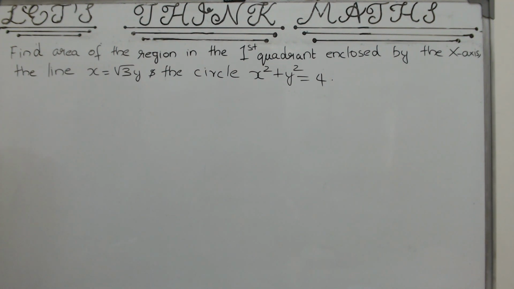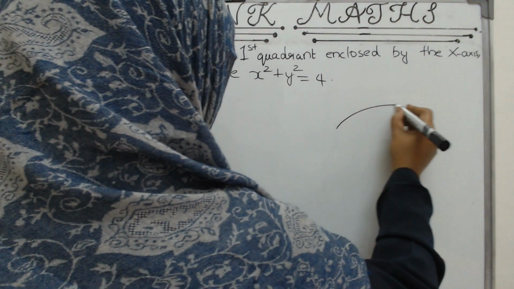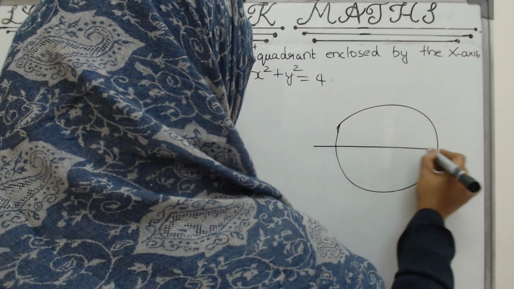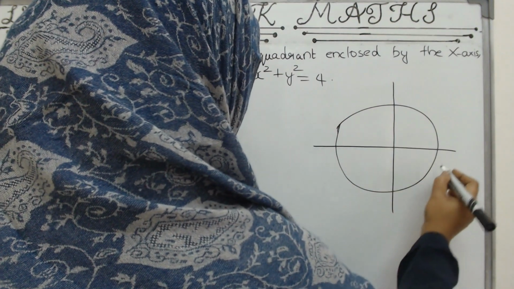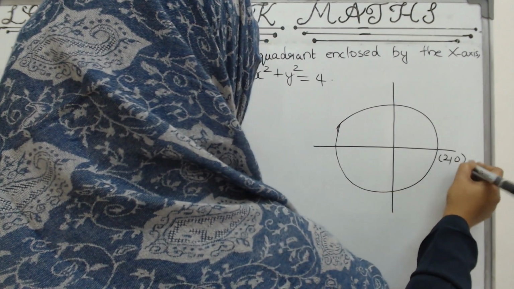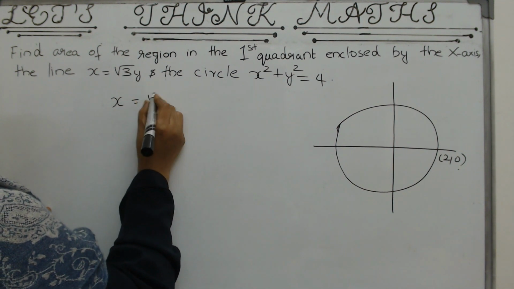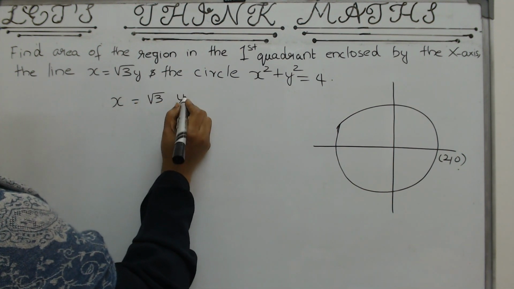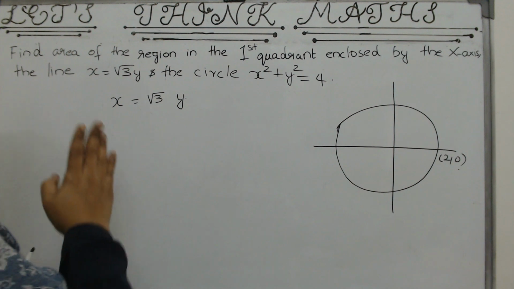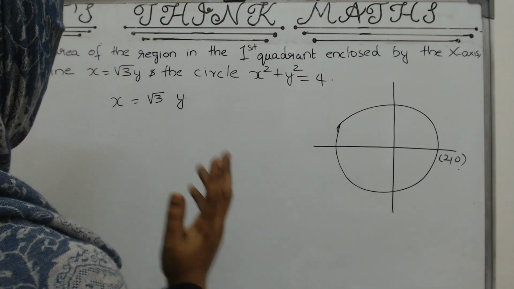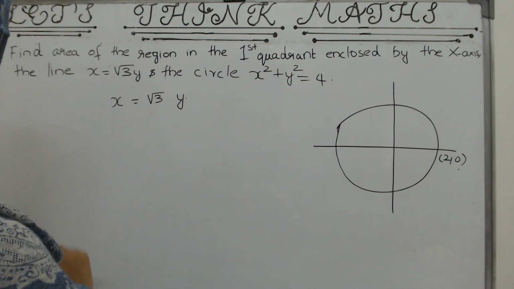And now look at this situation here. What is happening here? You have a circle which looks like this. Its center is at the origin and its radius is 2. And then you have another line, x is equal to root 3 y. So now, does this line intersect the circle? And if it intersects, where does it intersect? Let us find that out.